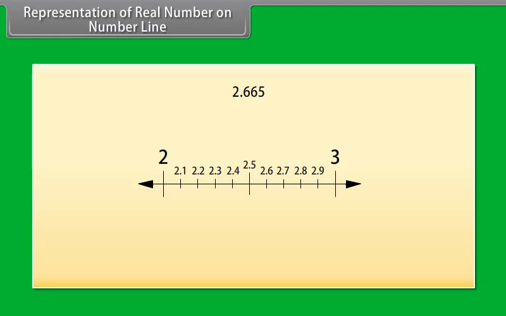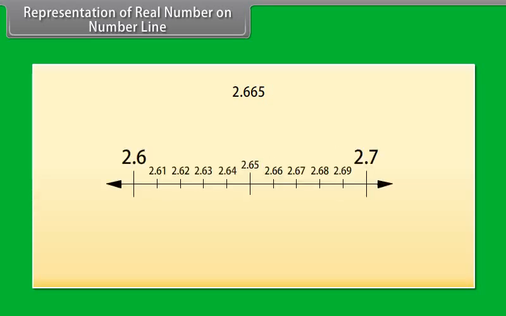For a clear view of numbers, now the first part represents 2.1 and the second part is 2.2, and so on. Here, 2.665 lies between 2.6 and 2.7. Now focus on the portion between 2.6 and 2.7. Divide this again into 10 equal parts. The first part represents 2.61, the next 2.62, and so on.